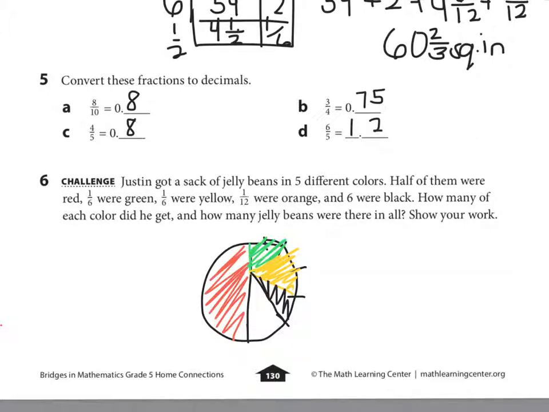How many of each color did he get? And how many jelly beans were there in all? So looking back at the model that I drew here, I see that I have this little sliver left, and I know that it's 5 minutes, which is the same as 1/12. So this 1/12 must be the black section, and so I see that there were 6 in the black section, which means that 1/12 of the total amount was 6.